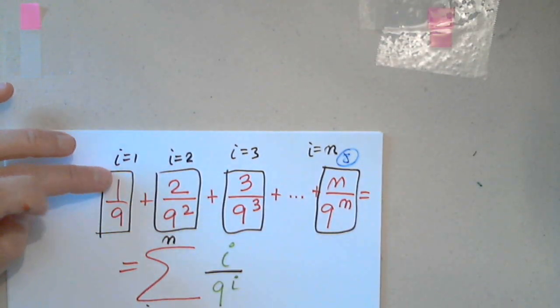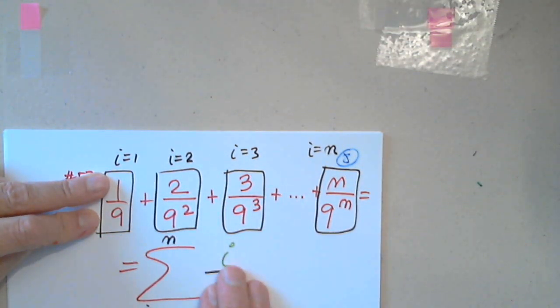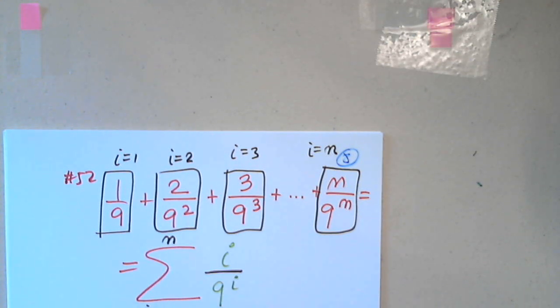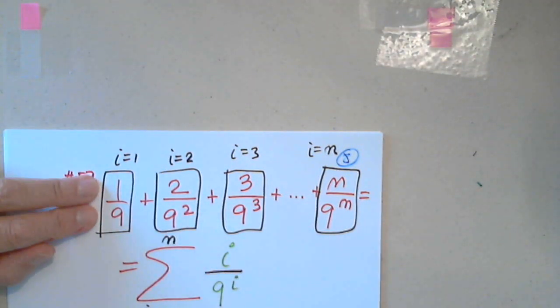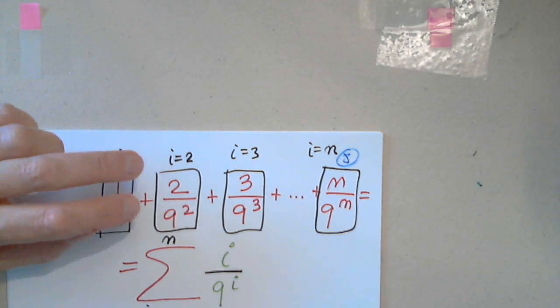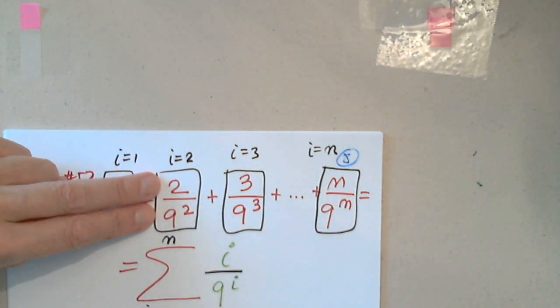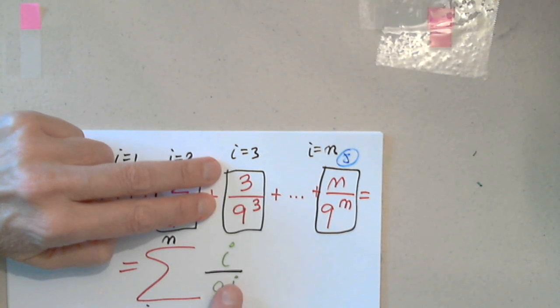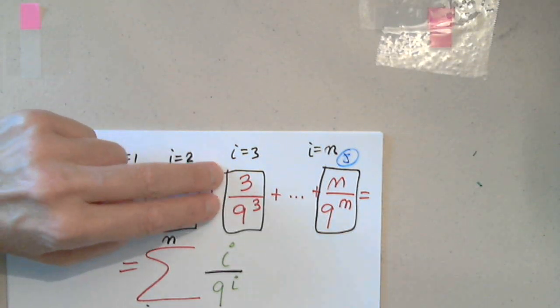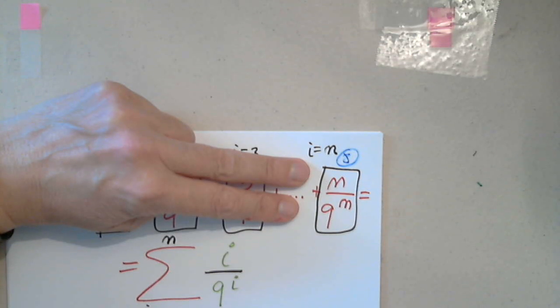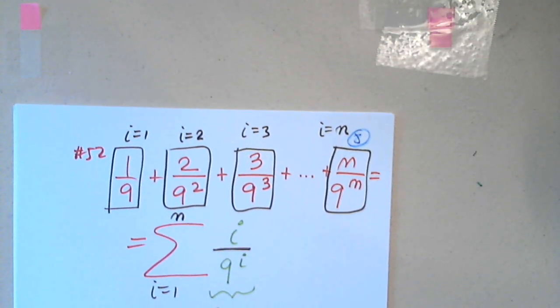Let's check now. When I is 1, do I get 1 over 9? When I plug in this expression, this is our an. This is the general term, which is this, I over 9 raised to the I. When we plug in here 1, do we get the first term? Yes. When we plug in here 2, do we get the second term? Yeah. Perfect. When we plug in 3 here, do we get the third term? Yes. And when we plug in n, do we get the last term? Yes. Excellent. That's what they wanted.